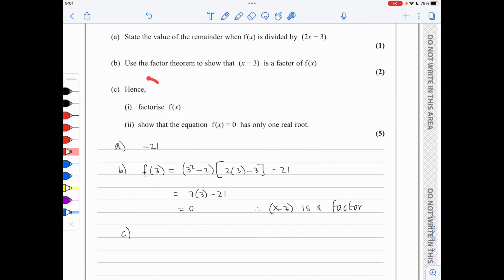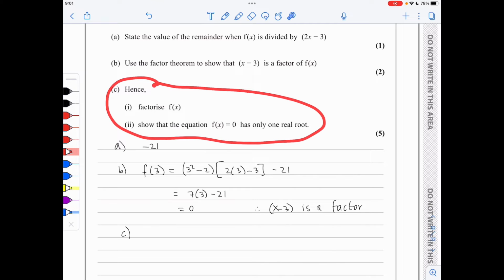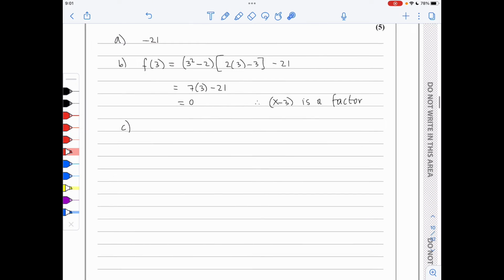Hence, it says factorize f of x and show that f of x has only one real root. So I will actually start by writing out what f of x is. f of x is (x squared minus 2)(2x minus 3) minus 21. I will expand this into 2x cubed minus 3x squared minus 4x plus 6 minus 21. So it's 2x cubed minus 3x squared minus 4x minus 15.